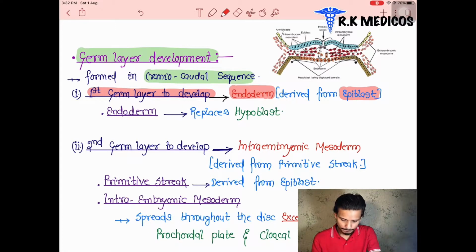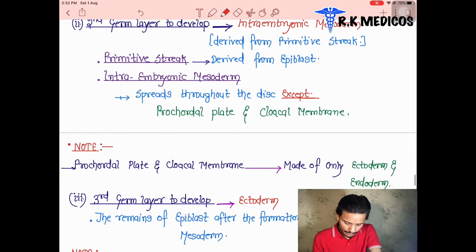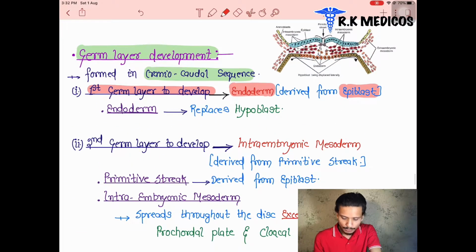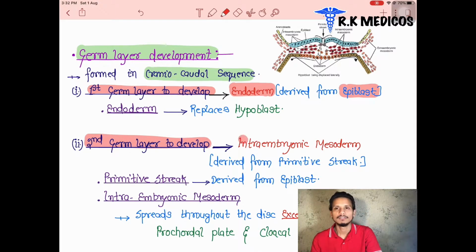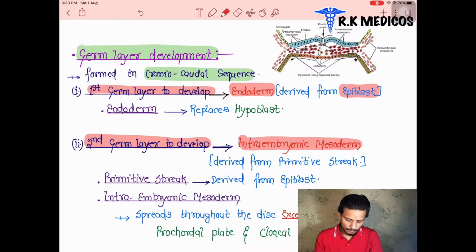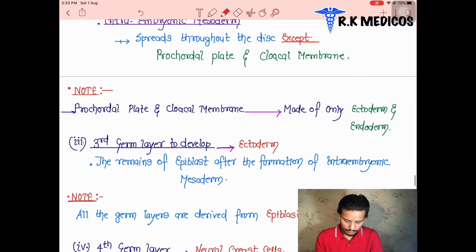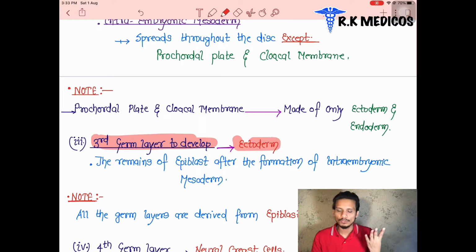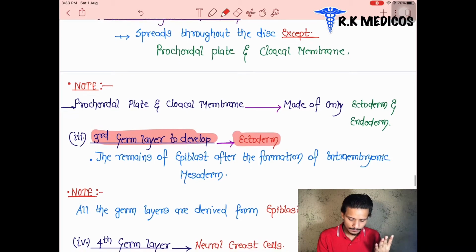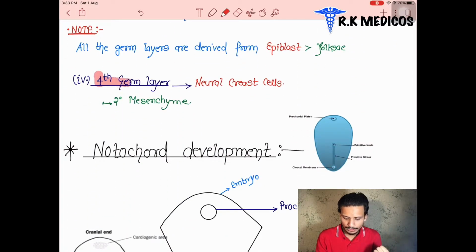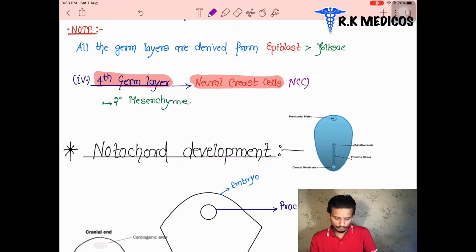Next we can see the second germ layer that is going to develop, the intra-embryonic mesoderm. And the third one developing is called ectoderm. I already told you the updated version has four. So the fourth one is called neural crest cells, also called NCC. So these are the four different types of germ layers that are going to develop here.